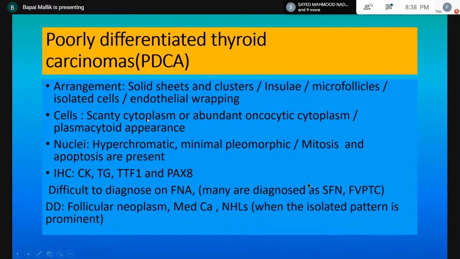The cells have very scanty cytoplasm as compared to the usual variant of papillary thyroid carcinoma, but sometimes they may have abundant oncocytic cytoplasm, in which case I think it will be almost impossible to call it as such, very difficult. Unless you are looking at things like mitosis and apoptosis, which are typically present, nuclei are hyperchromatic, not the pale chromatin, minimally pleomorphic. They are positive for cytokeratin, thyroglobulin, TTF1 and PAX8, nothing surprising over there.